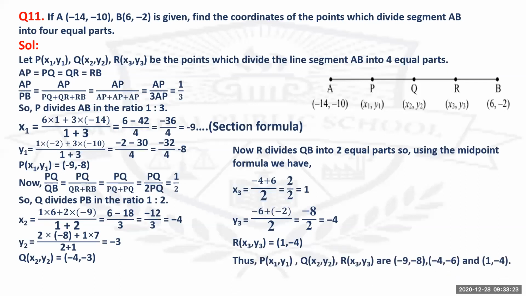So thus P (x1, y1), Q (x2, y2) and R (x3, y3) are (minus 9, minus 8), (minus 4, minus 6) and (1, minus 4). Is this understood? We can remove the screenshot of this so that we'll move ahead to the next part.